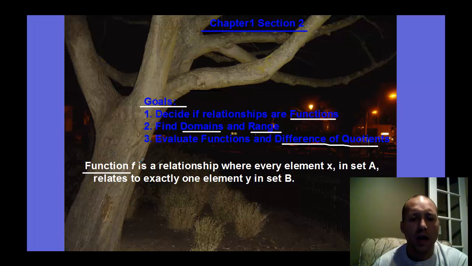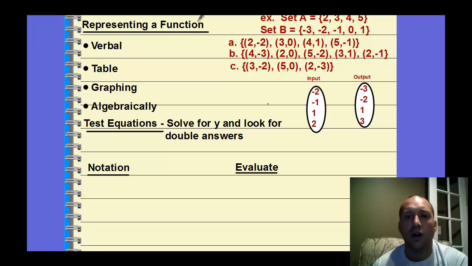A function, f, is a relationship where every element x in set A relates to exactly one element in set B. Now, we talked about functions before in math. The difference in this definition from previous years is that every element in X has to be used. And so we add that in as part of the definition of functions for this class.